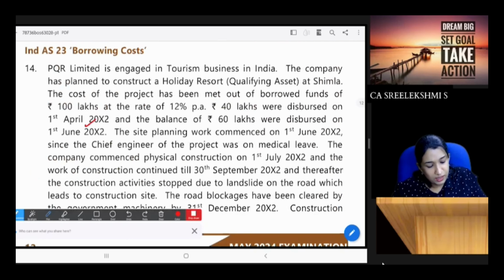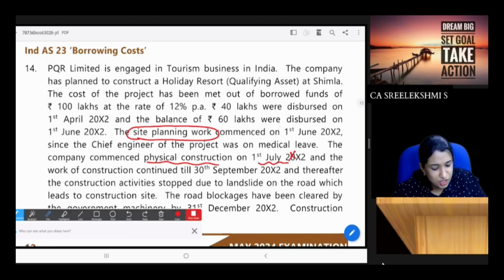Activity, site planning work commenced on 1st June 2012. No information regarding when expenditure incurred. Let's assume expenditure also incurred. Upon site planning work commenced, of course expenditure would have incurred. Here construction physically commenced on 1st July. So that is okay. Site planning work is started, so from 1st June 2012 onwards you can start capitalizing, given it's a qualifying asset.